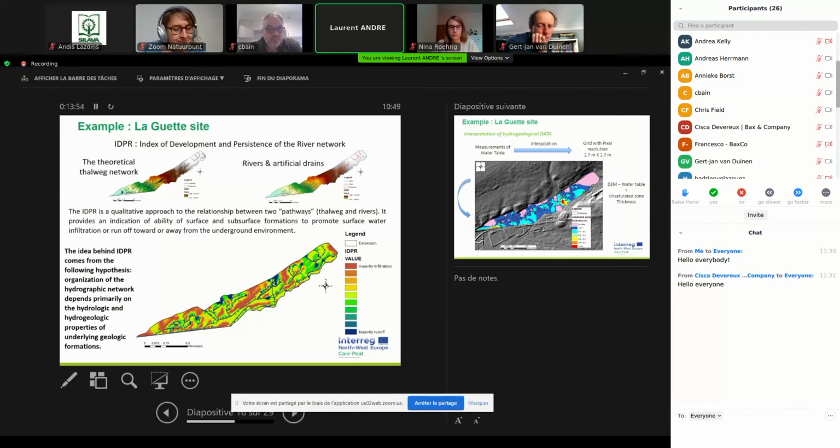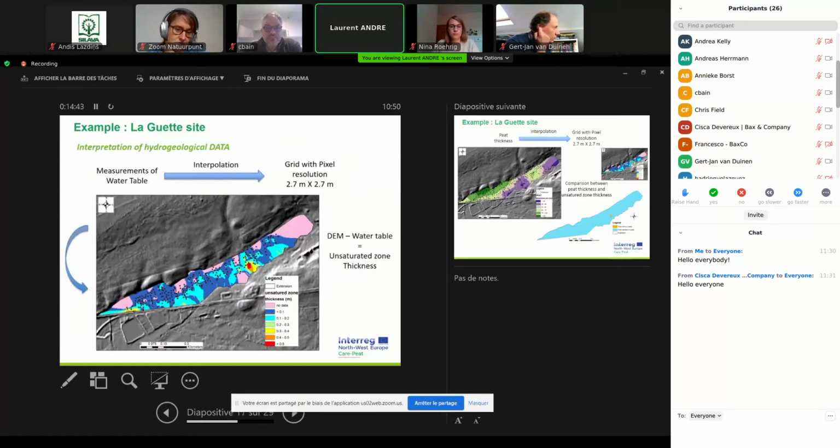but of course, there are other data involved in Carpet. About data, here it is, for example, the IDPR, which is an index of development and persistence of the river network. So it is an index to give some information on the surface water infiltration and runoff. So in this case also, it gives some ideas of the part of the peatland where we will have mostly infiltration and where we will have some runoff.